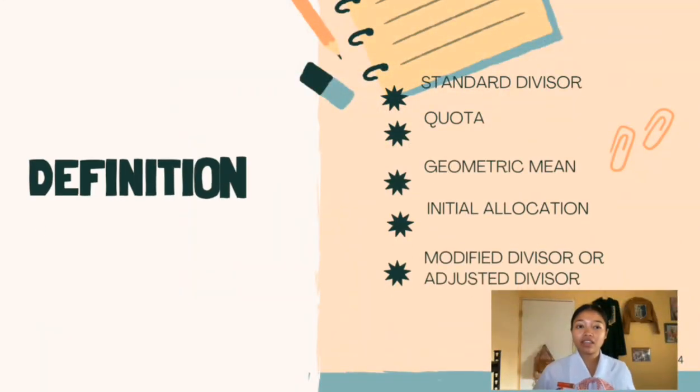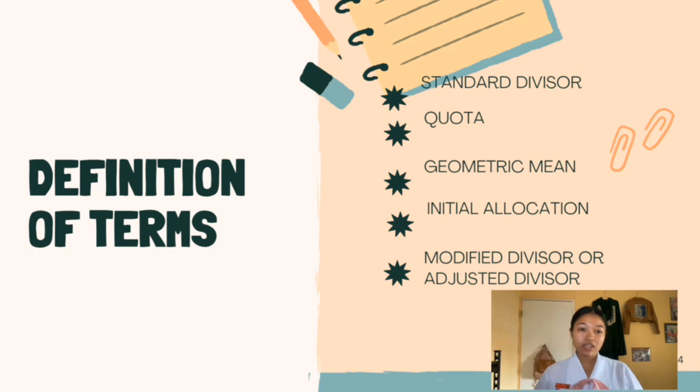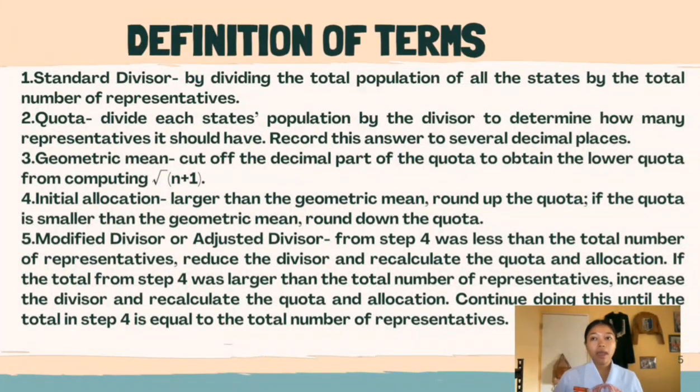So let's define these terms: the standard divisor, the quota, the geometric mean, the initial allocation, and the modified divisor or adjusted divisor. The first one is the standard divisor, found by dividing the total population of all the states by the total number of representatives. The second one, the quota: divide each state's population by the divisor to determine how many representatives it should have. Record this answer to several decimal places.